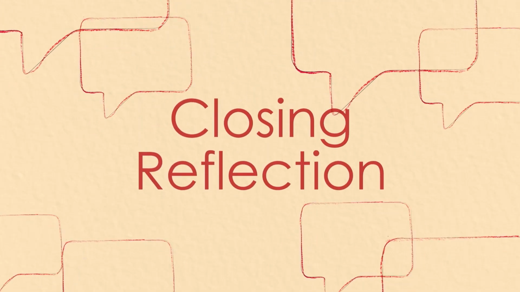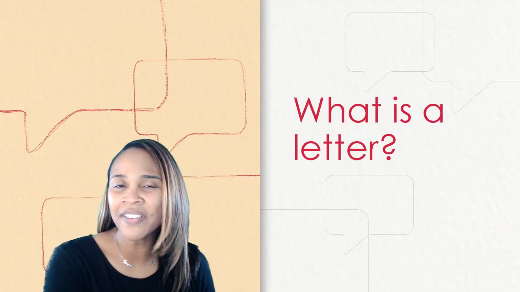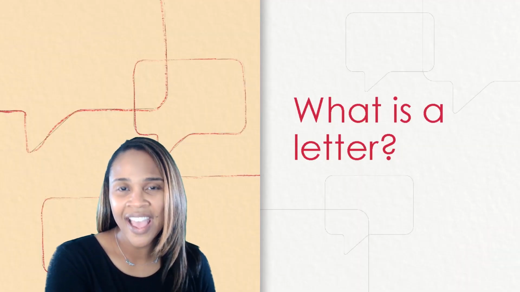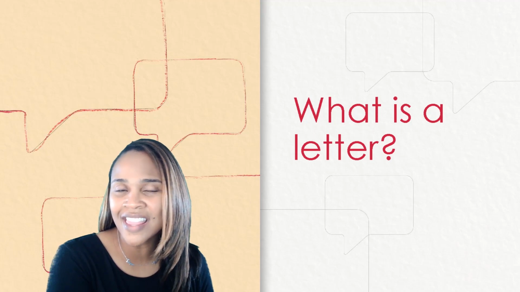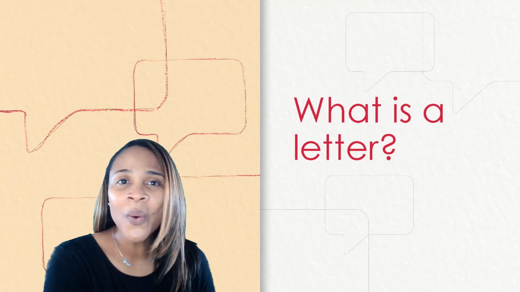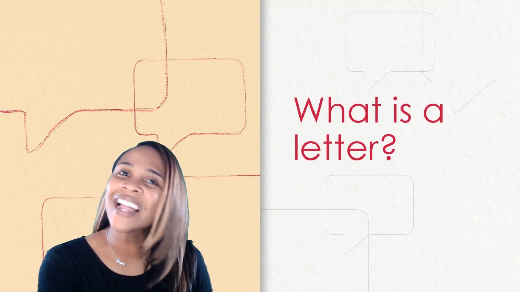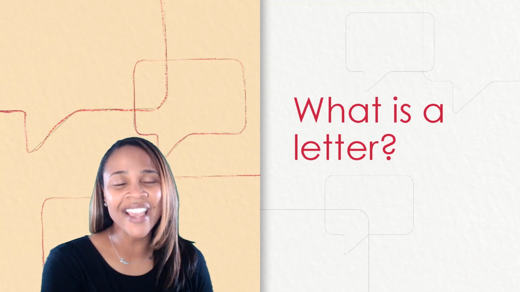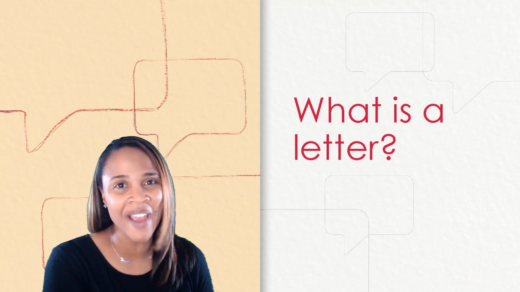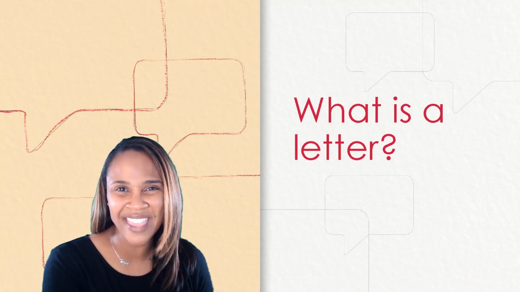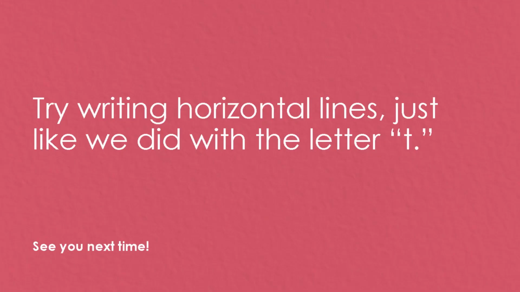Closing reflection. All right, it's time to reflect on our lesson for today. And I have one question that I want you to think about. What is a letter? Right, a letter makes a sound and it can help us to write words. Nice job thinking. Try writing horizontal lines, just like we did with the letter T.